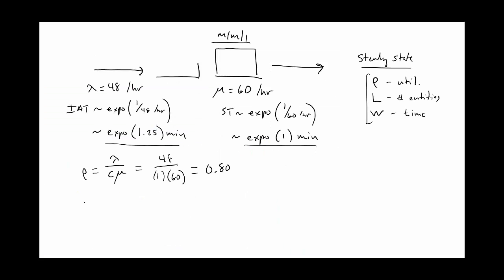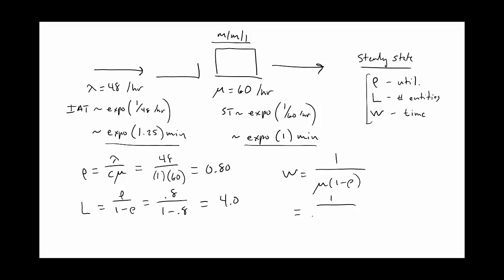And so L for our case is rho over 1 minus rho, which is equal to 0.8 over 1 minus 0.8, which ends up being exactly 4. And W is equal to 1 over mu times 1 minus rho. And so in our case, this is 1 over 60 times 1 minus 0.8. And so this ends up being 0.0833 hours, because I chose to use hours as my time unit here, which is equal to exactly 5 minutes.